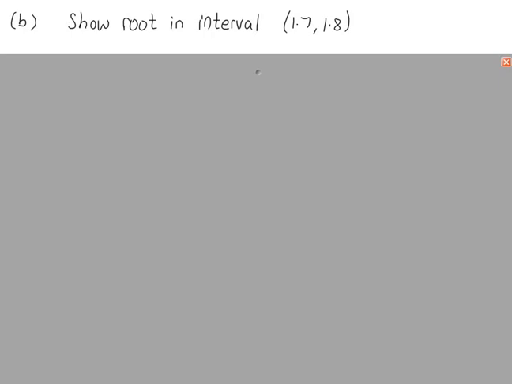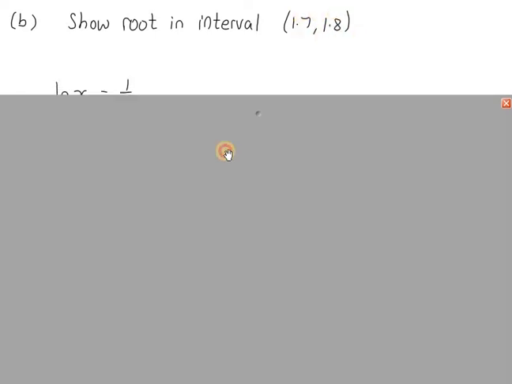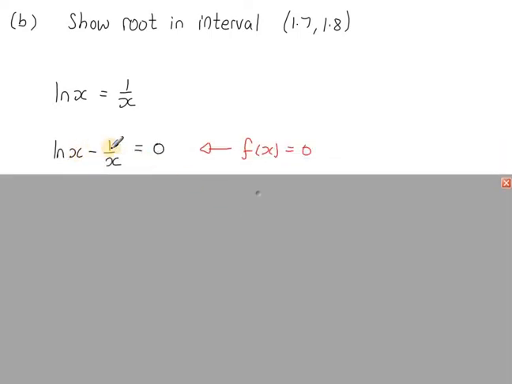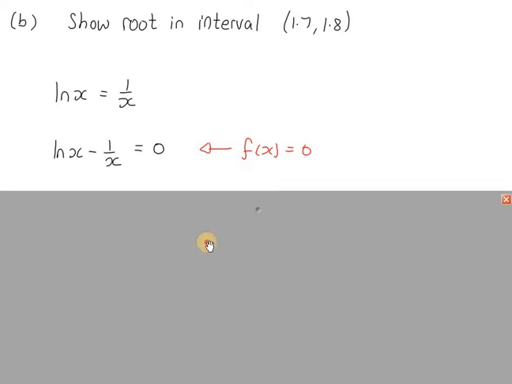Okay, part B, we have to show that there's a root, a single root, in the given interval. So these are not coordinates. We're using interval notation, so x greater than 1.7, x less than 1.8, so in that interval. So we have the equation. Take everything to one side, so the whole thing is equal to 0. So it's in this form: f of x equals 0. Function of x here on the left hand side equals 0.